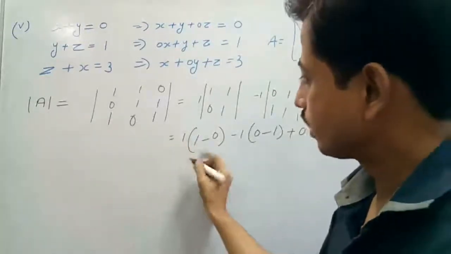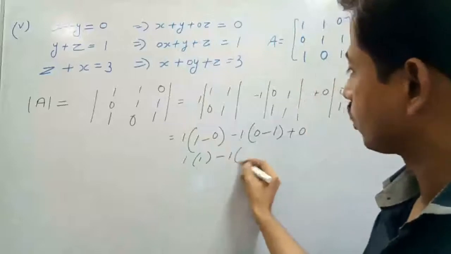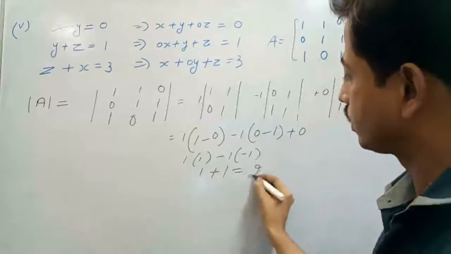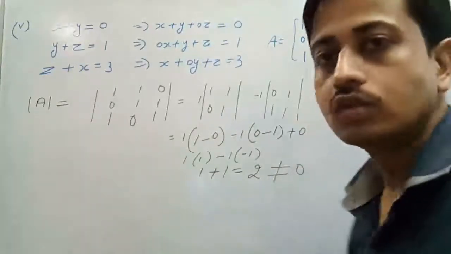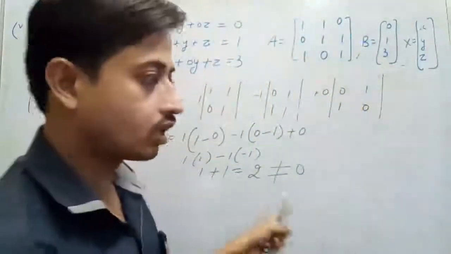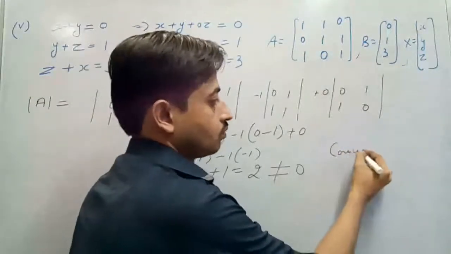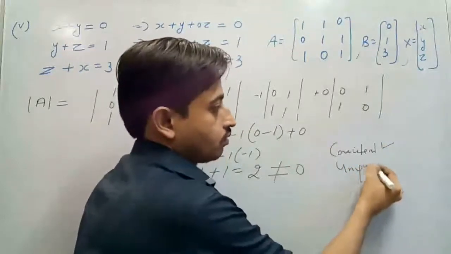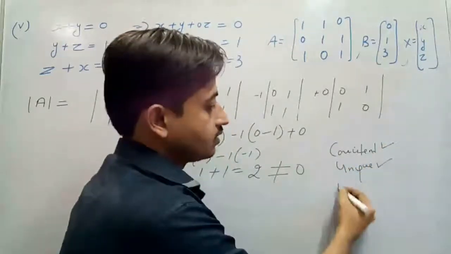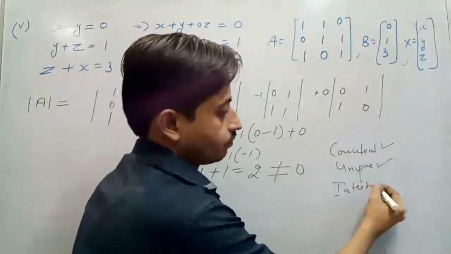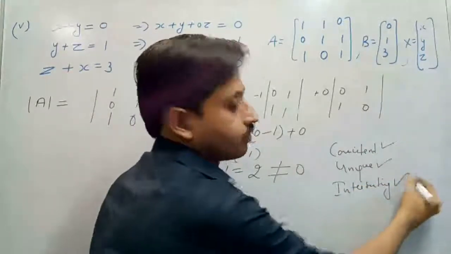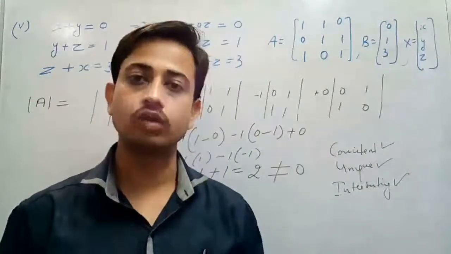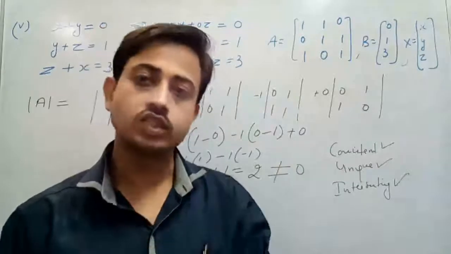Now solve this. 1 minus 0, 1. Minus 1, 0 minus 1, minus 1. This is 1. Minus minus plus 1, we get 2. And this is not equal to 0. It means the system is what? Consistent. The solution is what? Unique. And the lines are what? Intersecting.